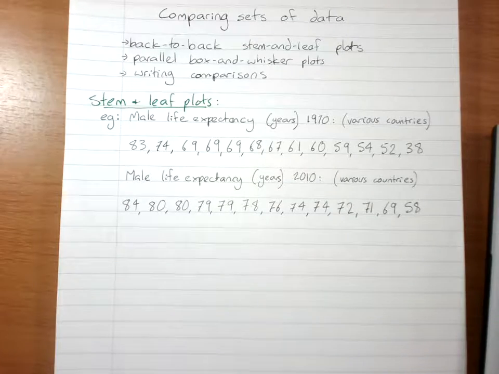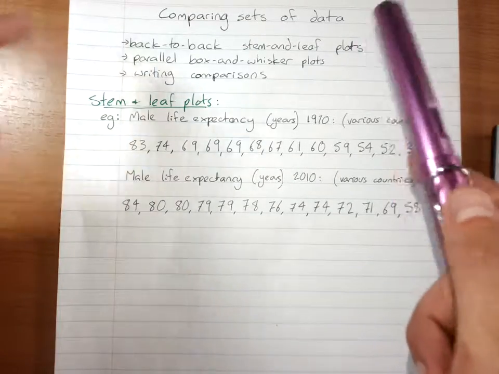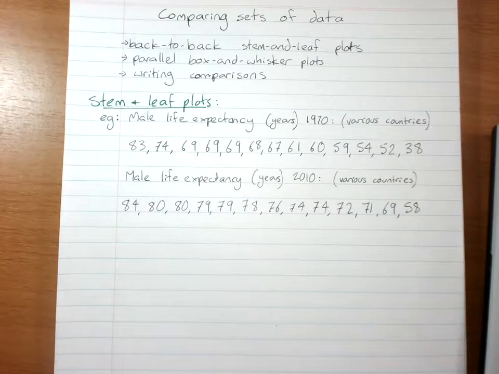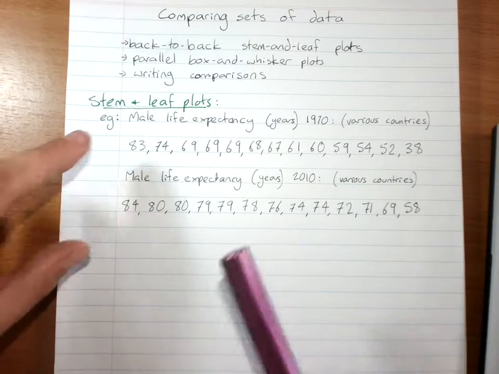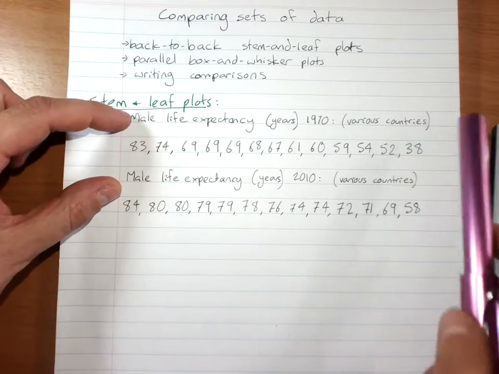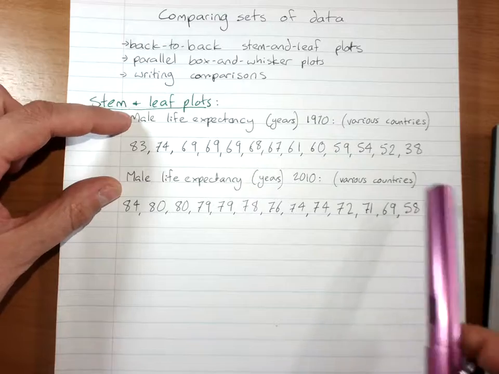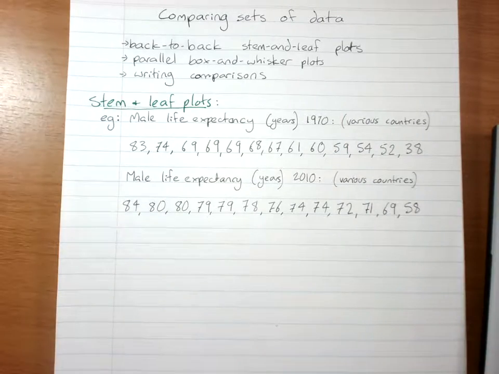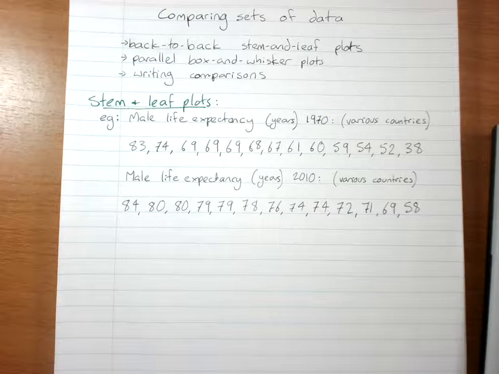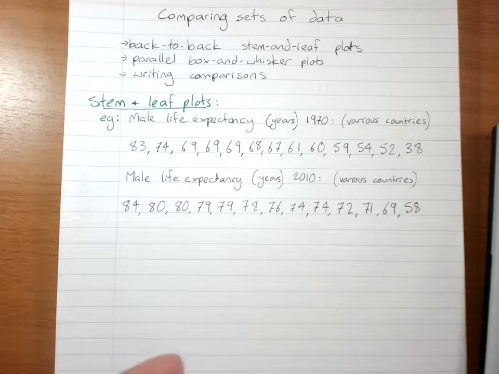Comparing sets of data. We're going to look at back-to-back stem and leaf plots, parallel box plots, and writing comparisons between two sets of data. So for example, here I've got two sets of male life expectancy from various countries, measured in 1970 and then again in 2010. And you can see that we'd want to be able to compare these.